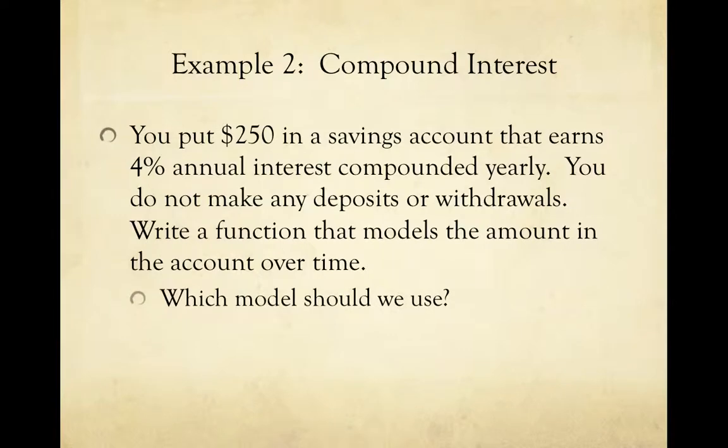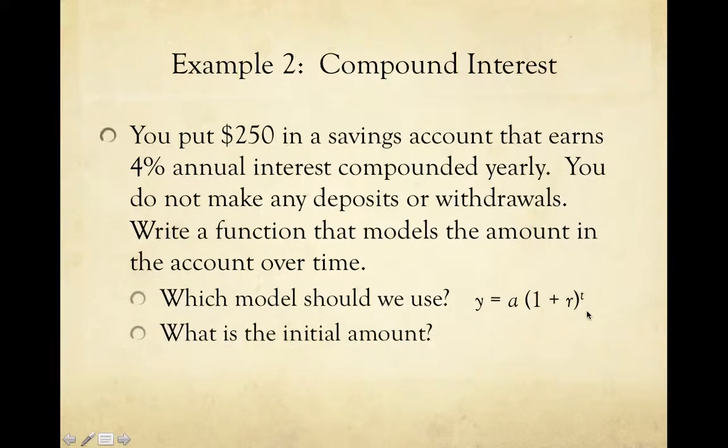Your first question would be, which model should you use? Well, again, because you're told that you're compounding at 4% annual interest, that's their way of telling you how much your money is going to grow every time they compound it. And so since that's a percent, we're back to using the y equals a times 1 plus r to the t model.